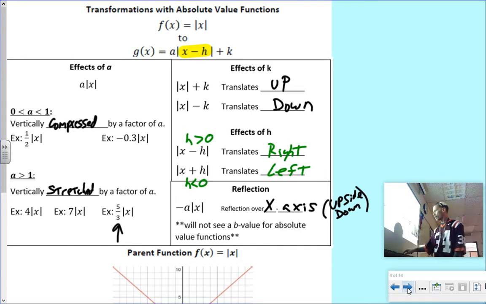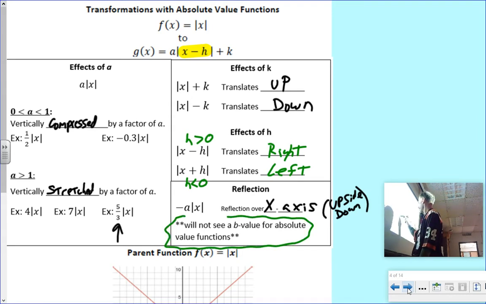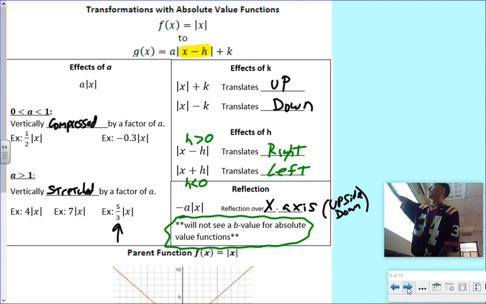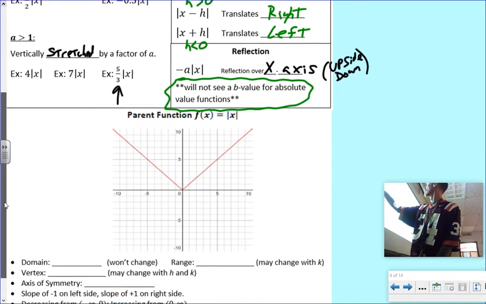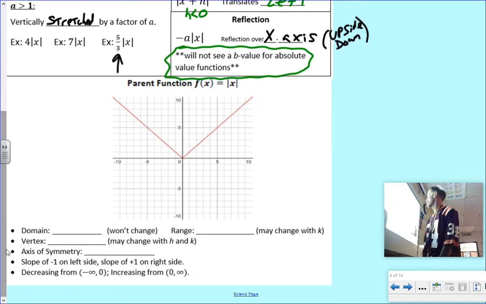Now, for the most part, we are not going to see a B value for these absolute value functions. You might see a reflection across the y-axis once in a while, something like that. But on a test or any kind of assessment, you aren't going to see any kind of B value. So we're just not going to worry about that a whole lot on these. Make sure you know those. You should know those even from last unit, and we'll do some practice on those in just a second.